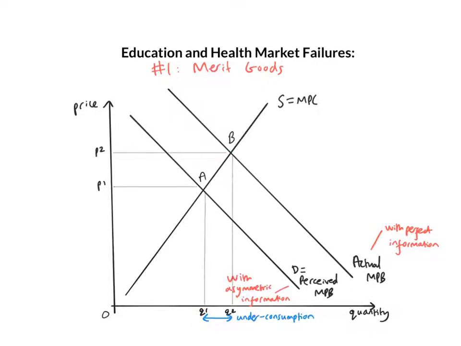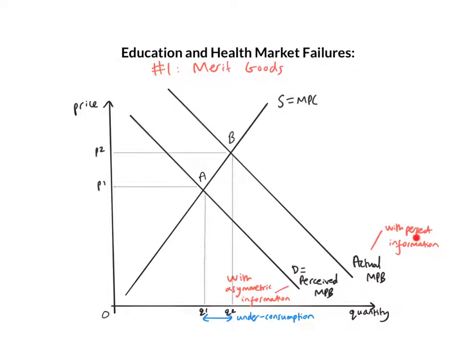So let's talk through the meaning of this diagram. First of all, you'll notice that there are two demand-style curves. The first one, the demand curve, is based on someone's perception of their marginal private benefit, but that's based on asymmetric information. They don't know enough about how education or health will help them. If they actually knew that with perfect information, they would use this demand curve and actually demand more of the good. So the market equilibrium A is based upon the intersection of supply and demand as usual, but actually leads to too small consumption at OQ1.